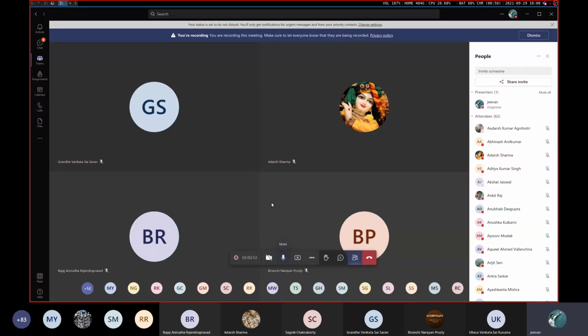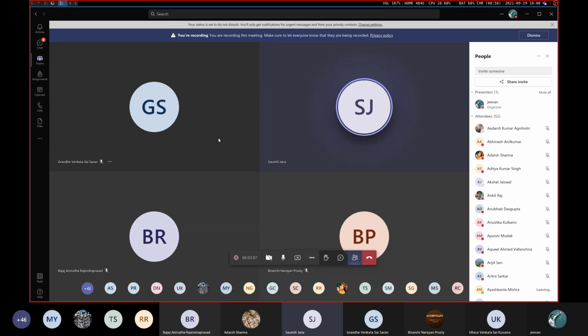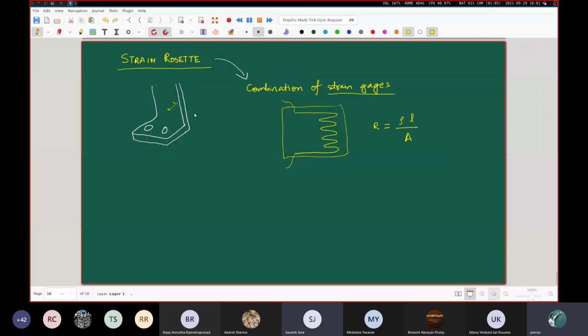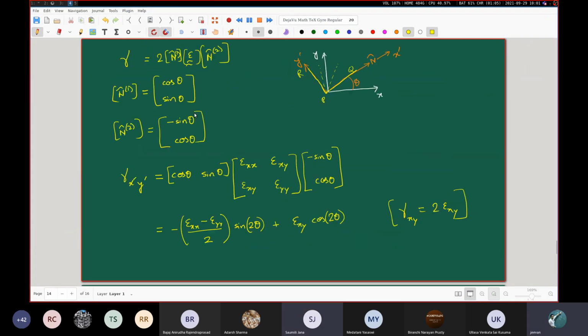Excuse me, sir. In the expression for gamma x' y', I guess we have missed out one factor 2. Is it? Let me check. Where is it? So gamma x. Yeah, this one. There must be a 2 here. You are right. All right. Thank you.